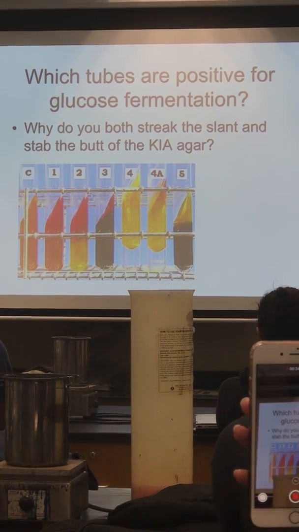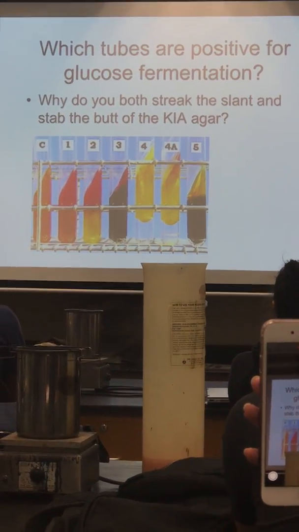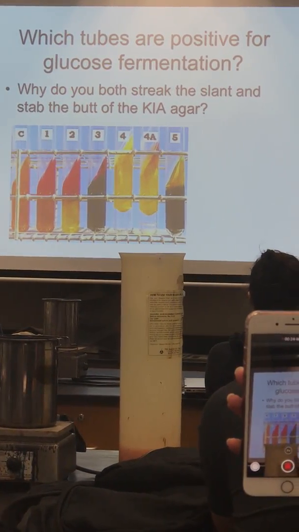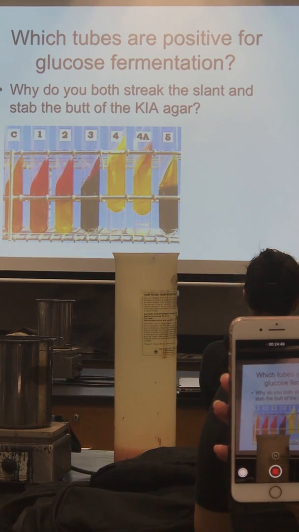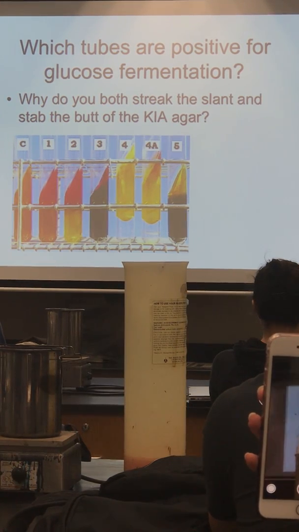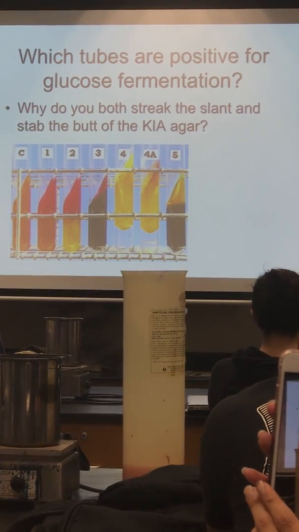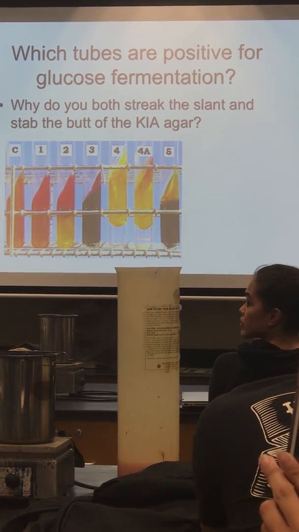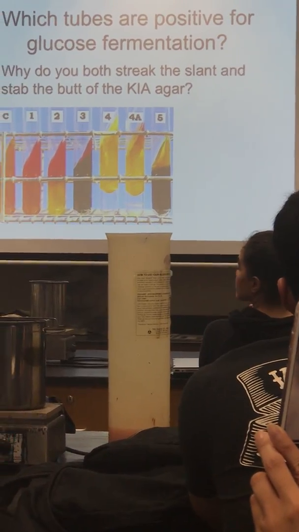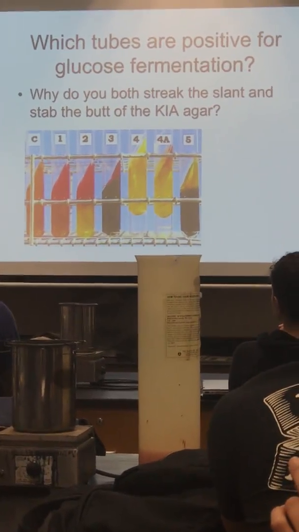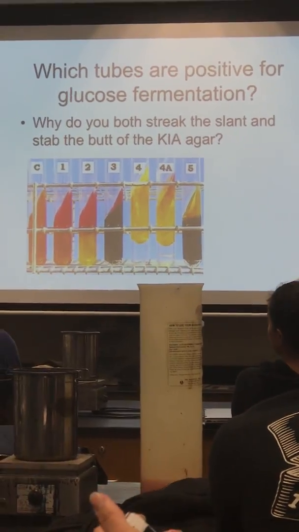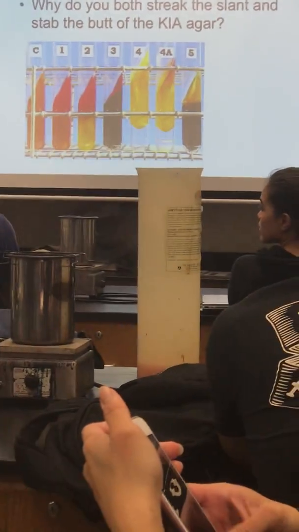Why do you streak the slant and stab the butt? Why do you do both? What's glucose and what's lactose? No, there's glucose and lactose throughout. But it does let you distinguish between the two of them. It's the same reason you have a tenth of the concentration of glucose to lactose. All of those things, and while you do it at 48 hours, all of those go together in distinguishing glucose from lactose fermentation. Exactly why is it that we have to wait 48 hours?